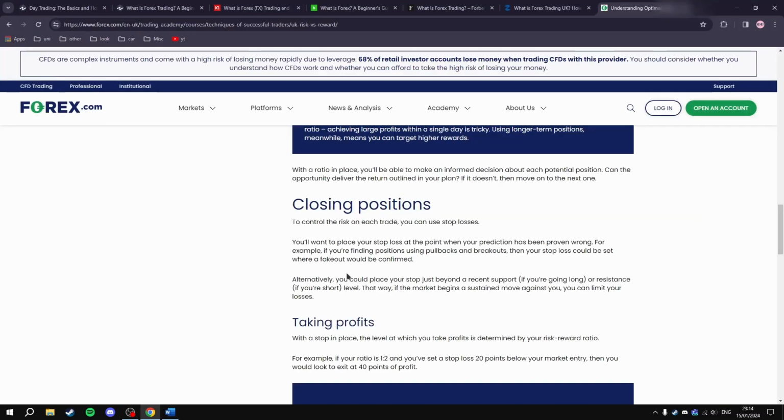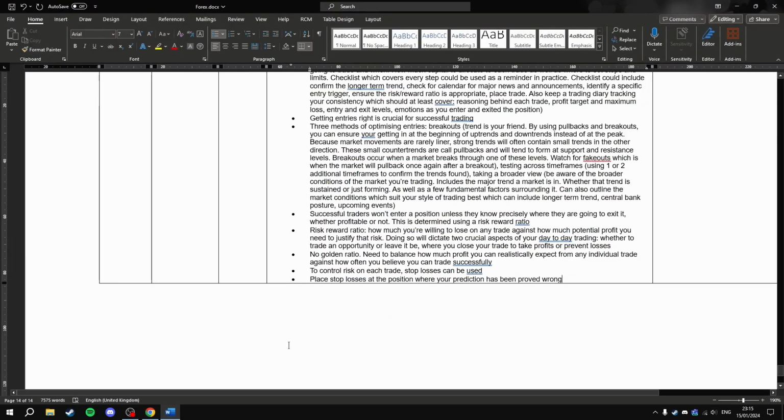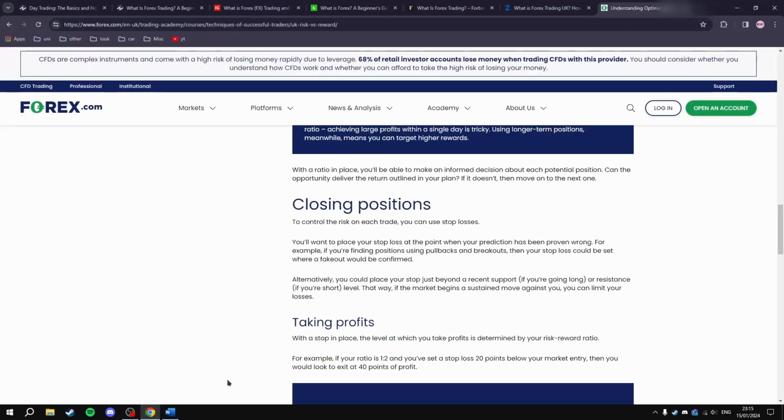For example, if you're finding positions using pullbacks and breakouts, then your stop loss could be set where a fake out could be confirmed. Remember, the fake out is when it doesn't actually pull back out again. So it's like if your price goes up, and that bit there is a pullback, and it goes back up again. A fake out is when it drops back down again. That's a fake out.